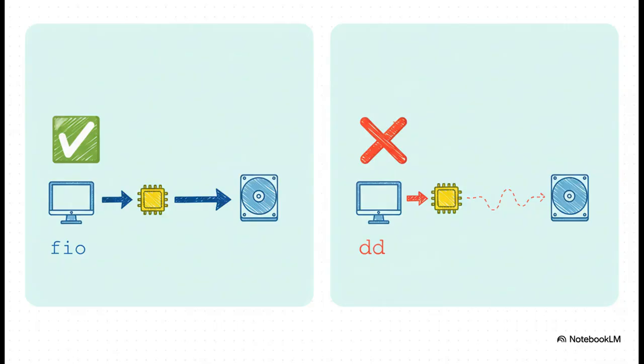And this is where we see the main showdown. On one side, you've got FIO. It's built specifically to test the actual physical hardware, your SSD, your hard drive. But on the other side, you've got the common culprit, DD. And here's the problem. DD often ends up testing your computer's super fast RAM, not the disk itself, and that's not what we want at all.